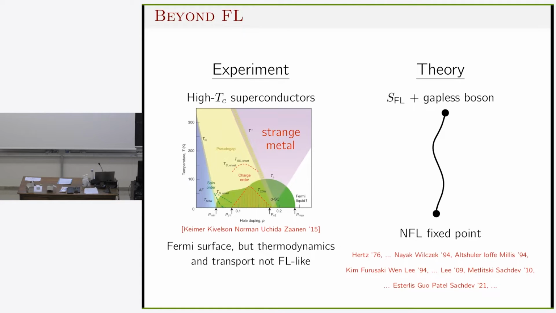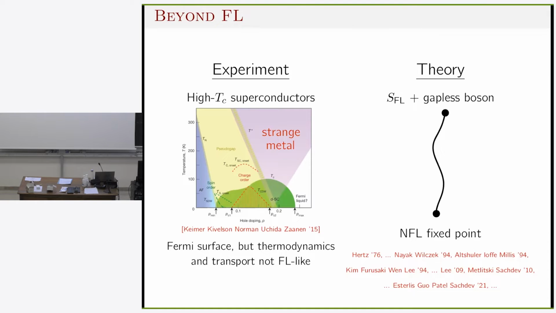But even if you don't care about experiments, there's a good reason to want to go beyond Fermi liquids, just because you can. We know that Fermi liquids have relevant deformations, which should drive us under RG to something new in the IR, which in many cases is believed to be a new, genuine interacting fixed point with non-trivial critical exponents.